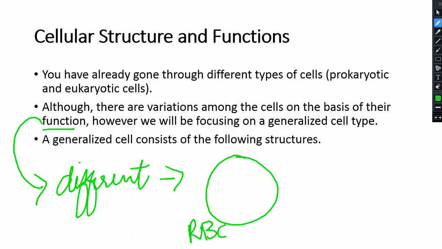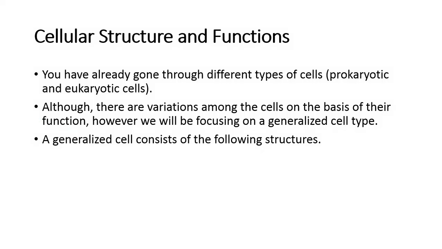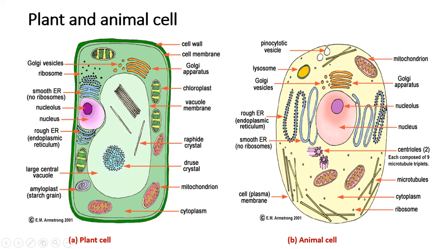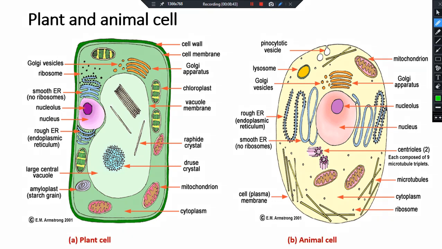We want to know what kind of components are present in a general cell. Although cells differ, some components would be missing, some would be in high number, and some in low number, because of the function of the cell. So let's move forward and look at a generalized cell and what it has. We have plant and animal cells, and we have taken this diagram as a standard of what main components are present in a general cell.